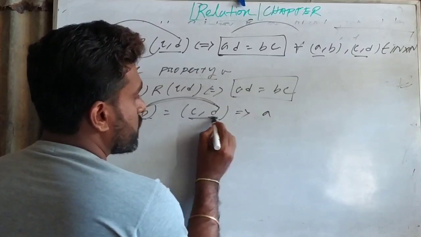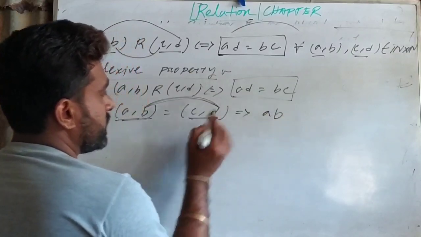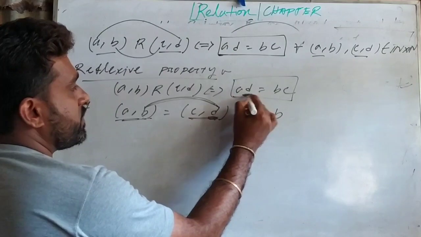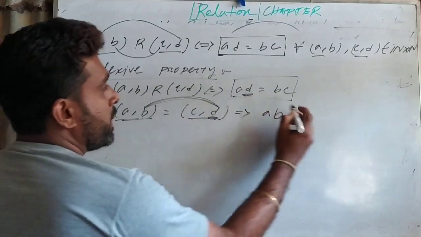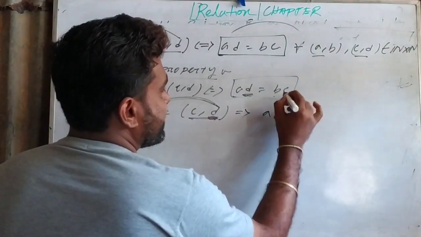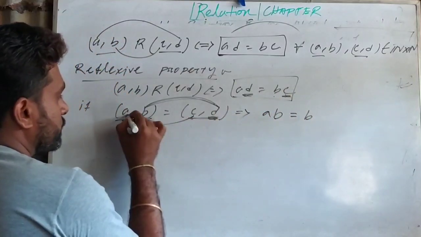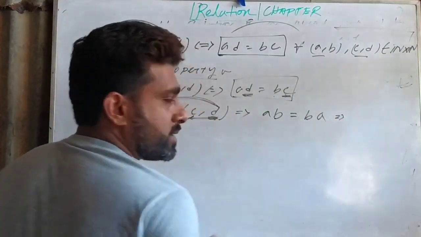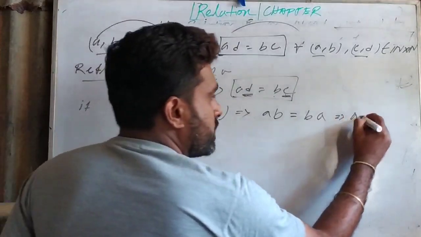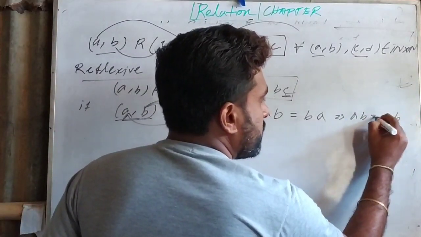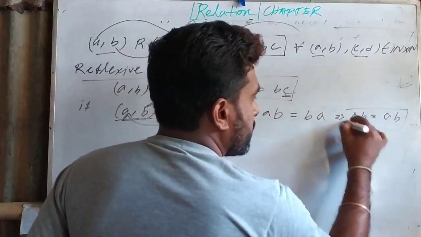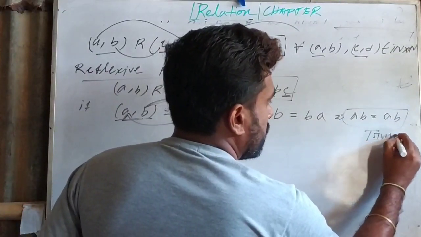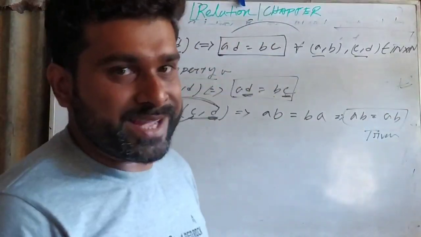In place of D, what should I put? B. Here you can see D is there. So in place of D, what should I put? B. Equals to B, C. In place of C, what should I put? A. So I think AB equals to BA. Are they same? AB equals to BA, and BA means AB. Multiplication sign is there. So I think it is true. AB equals to AB. Equal sign satisfied.